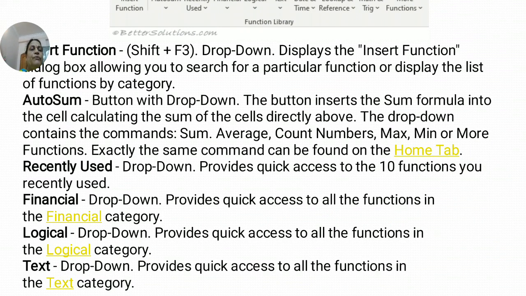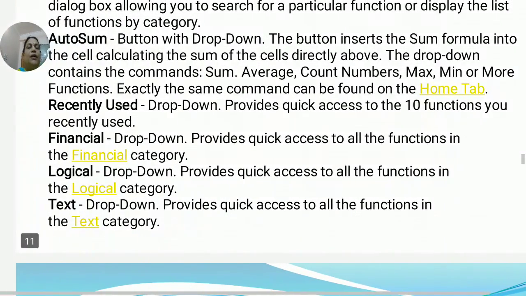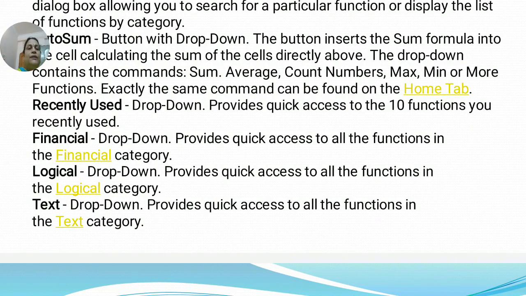Now let us come to the next command, recently used. The drop down provides quick access to the 10 functions you recently used. It contains statistical functions, date and time functions, mathematical functions, logical functions. What are the recently used 10 functions can be seen by using this command. Next comes the financial command. This lists out the financial category of functions which you can use in Excel applications. Next command is logical.